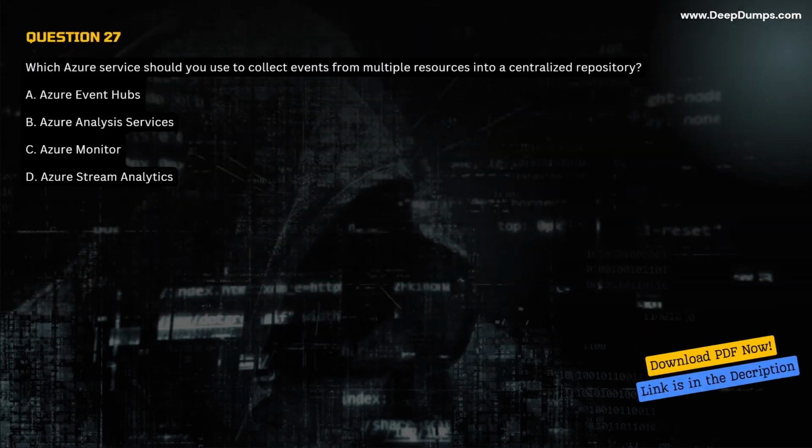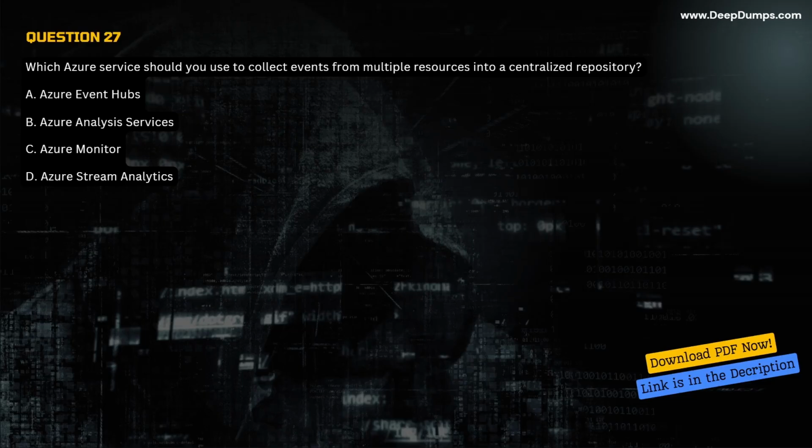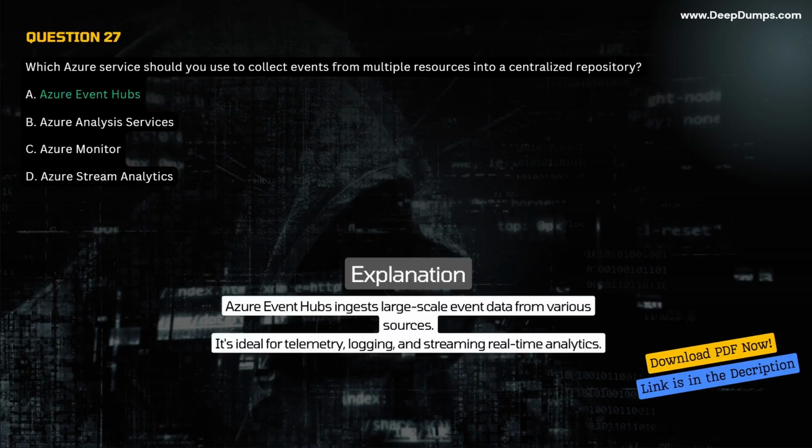Question 27. Which Azure service should you use to collect events from multiple resources into a centralized repository? A. Azure Event Hubs. B. Azure Analysis Services. C. Azure Monitor. D. Azure Stream Analytics. Correct answer is A. Azure Event Hubs. Explanation. Azure Event Hubs ingests large-scale event data from various sources. It's ideal for telemetry, logging, and streaming real-time analytics.